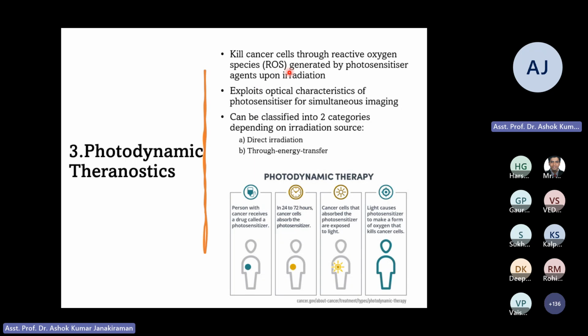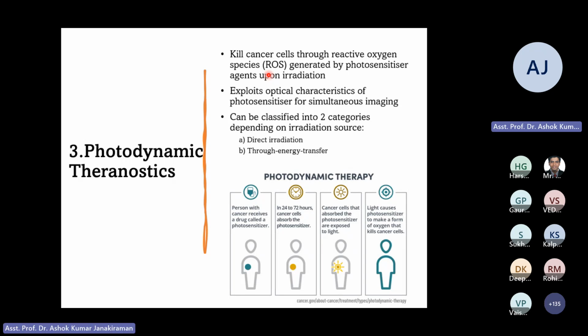What is the role of ROS here? If ROS is there in the cell, it can inhibit the cancer cell growth by suppressing the synthesis of ATP and nucleotide. It leads to cell cycle arrest and blocks cancer cell proliferation. That is the main role of ROS if it's there in the cell. But normally, we don't have any ROS in the cancer cell, so we need to induce it.